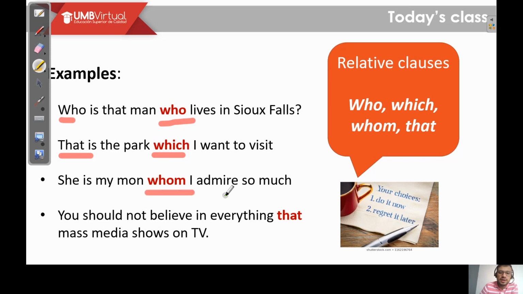She's my mom, whom I admire so much. You're referring to she, but you are talking about a person, like something from that person. You should not believe in everything that mass media shows you. In this case, that means you shouldn't believe in everything. You're referring to everything again. So you use those relative clauses to summarize and to clarify information from your same sentence.